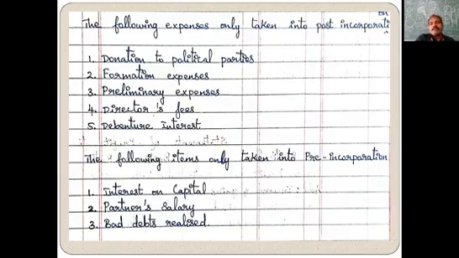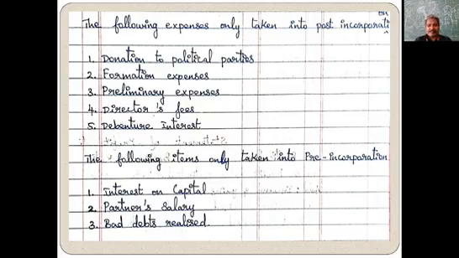Then the following expenses are only taken into post incorporation. The listed items are only taken into post incorporation: donation to political parties, formation expenses, preliminary expenses, directors' fees, debentures, interest. Almost all of these are items which should be paid at the end of the year, so they should be taken only for post incorporation as per the norms. These are all the expenses taken only for the post-incorporation period.